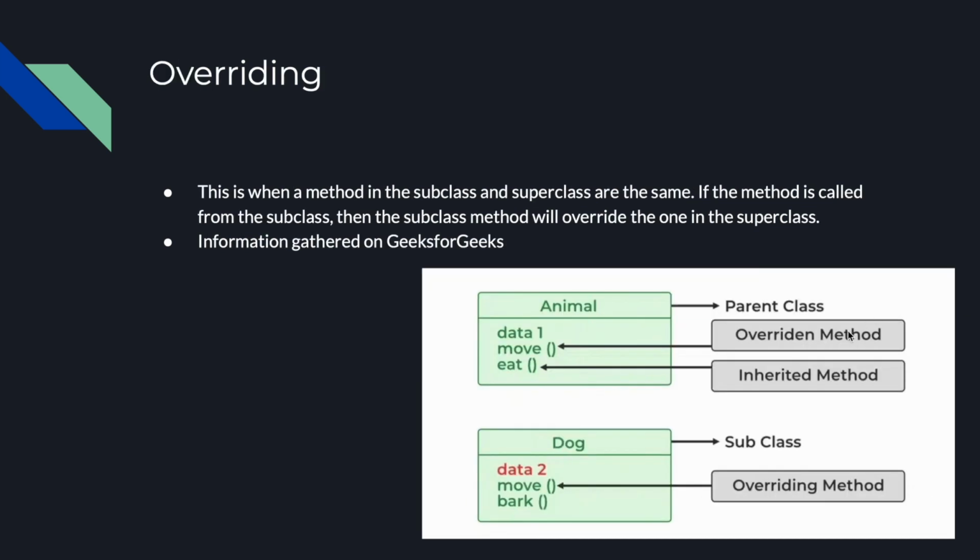For example, here the Animal is the parent class and the Dog is the subclass. So Dog extends Animal, and they both have a move method. If you were to call from an object of the Dog class and say .move(), it would call from the Dog class instead of the Animal class, because this overrides the Animal class. As you can see, eat is an inherited method for Dog. So Dog will inherit bark, move, and eat, but not the move from Animal, because the move has already been overridden in the Dog class.